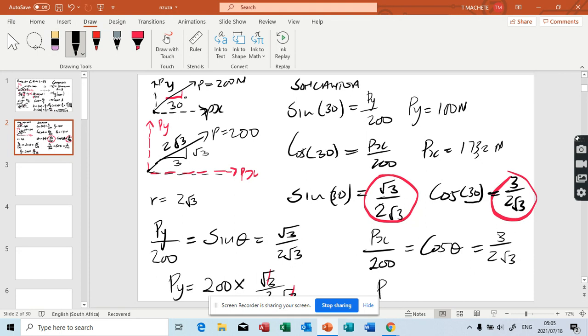Then to find px, you're going to say px equals, oh, this one is 100 newtons. And then here you're going to say 200 times 3 over 2 root 3. You shall get that answer there. Yeah, you got it. 173.2. Do you see the difference?